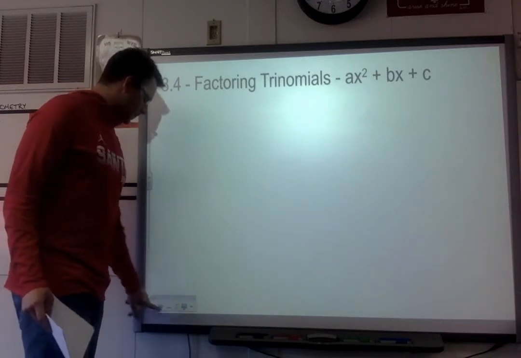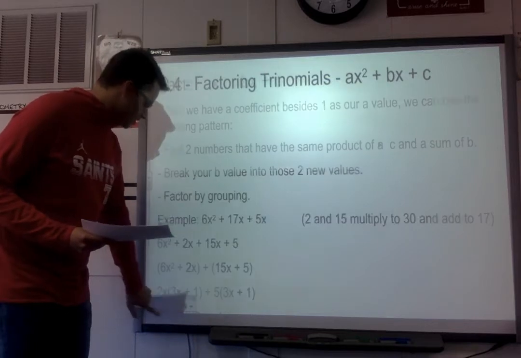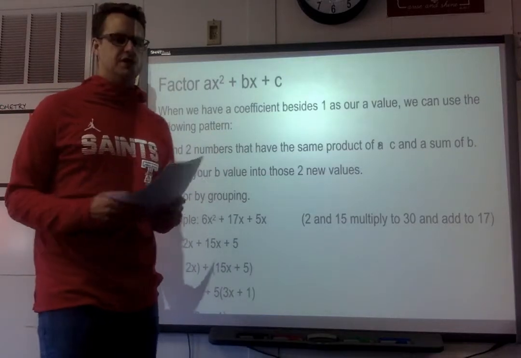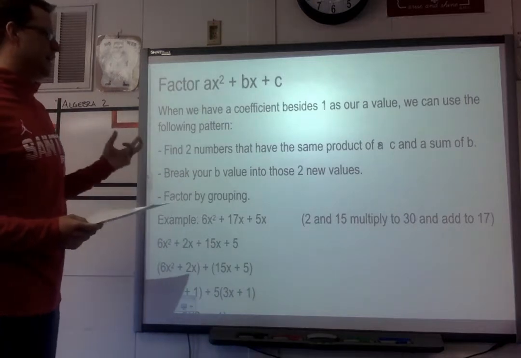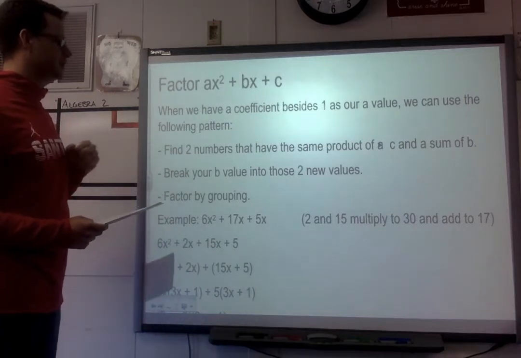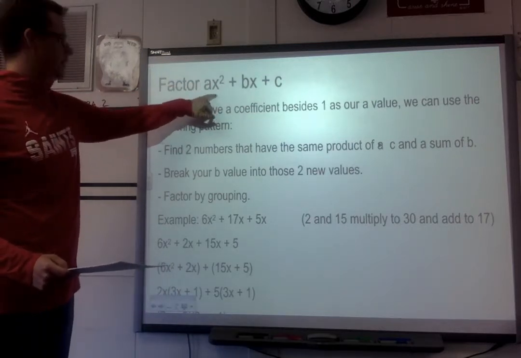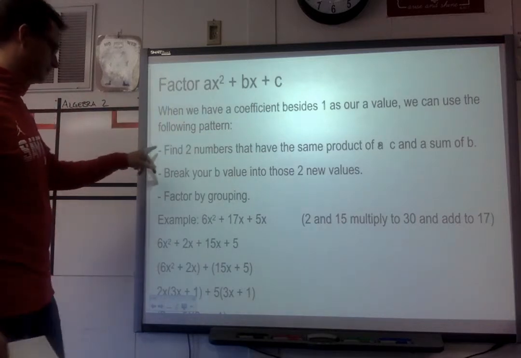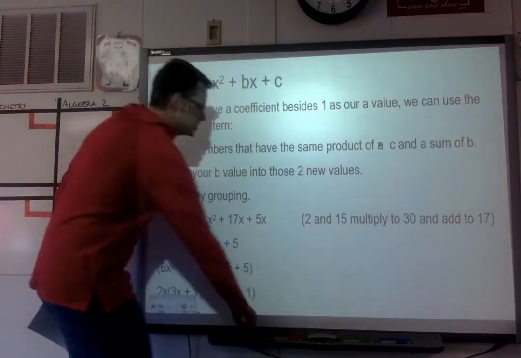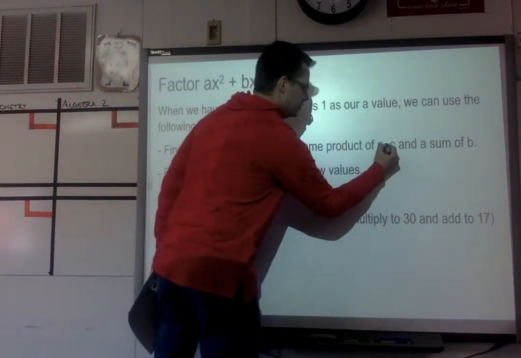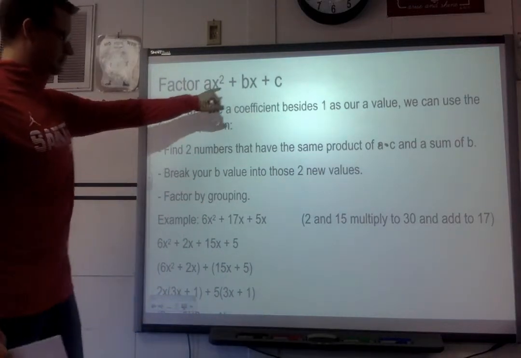There are a couple different ways that we're going to learn how to factor these today. The first one, I'm going to take you through a step-by-step process. When we have a coefficient besides 1 as our a value, with our x squared, we can use the following pattern. First, find two numbers that have a product of a times c, and that have a sum of b.